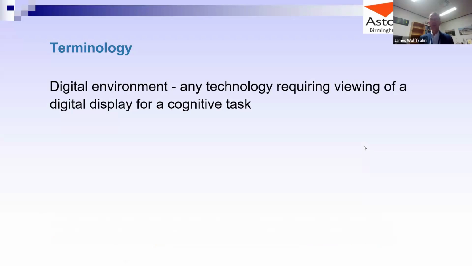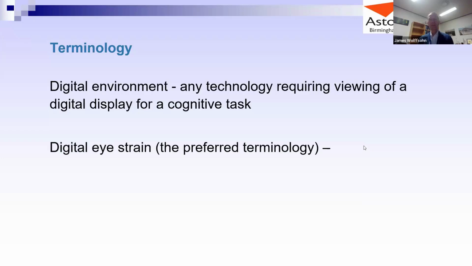So first of all, terminology. A digital environment is defined as any technology requiring viewing of a digital display for a cognitive task. So we view lots of digital displays not really doing any cognitive task. A controller of your TV, that's a digital environment. Sometimes it will have a display on it, but not a heavy digital task. But more importantly, digital eye strain, that was the preferred terminology. Computers, well, people don't always think of the smartphone in their pocket as a computer. So digital is a better way, and visual fatigue is a very general term.